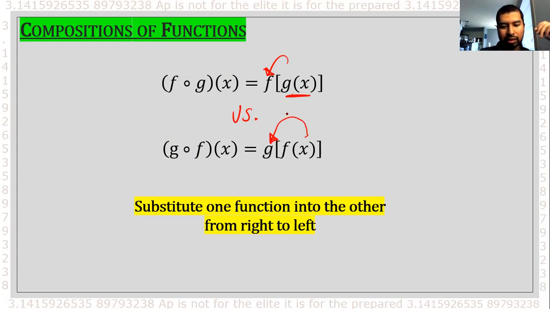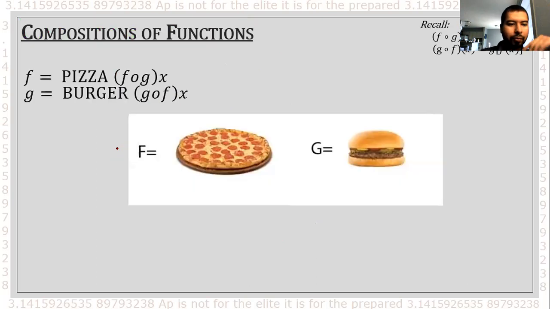So pretty much what I like to tell my kids is you start from the right to the left. So you take whatever's on the right-hand side and you put it into the left. In both cases, you put your x into the inner function and then that into the outer one. So go ahead and write that down. That's very, very important, because they might ask you one or the other, but you just need to know what they're really asking you. But you'll be all right. It's not that bad.